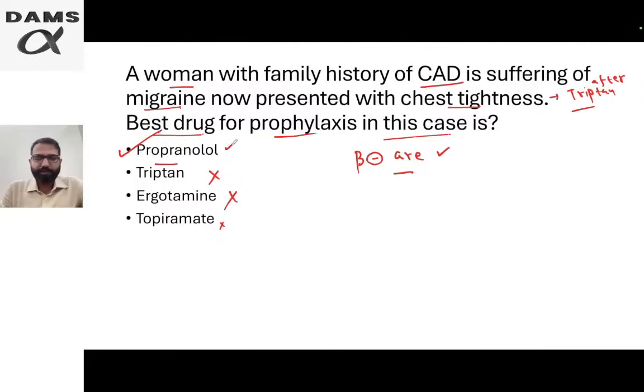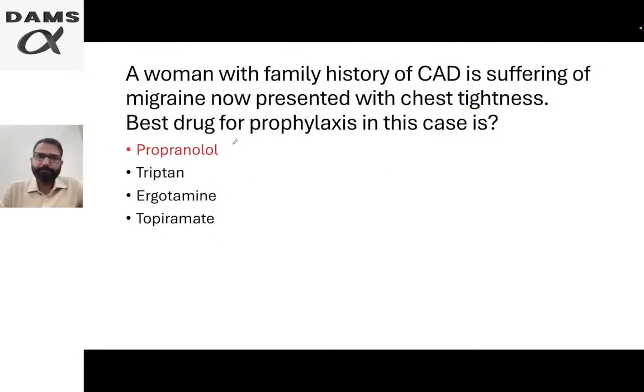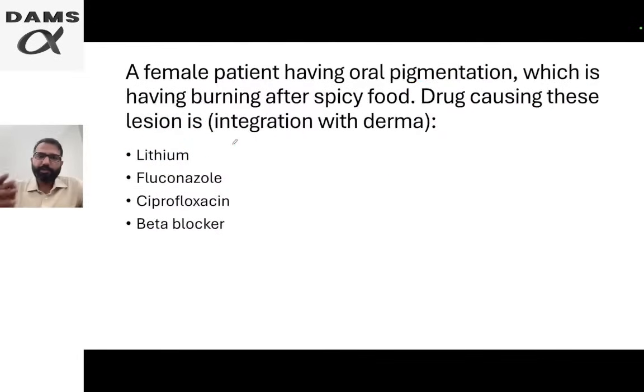I have read the language, beta blocker. Okay, come on, kids. Here is your other controversial question. Even for prophylaxis, Divyaji, beta blocker will be the correct answer.